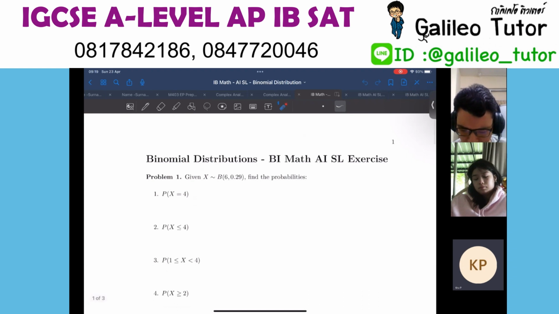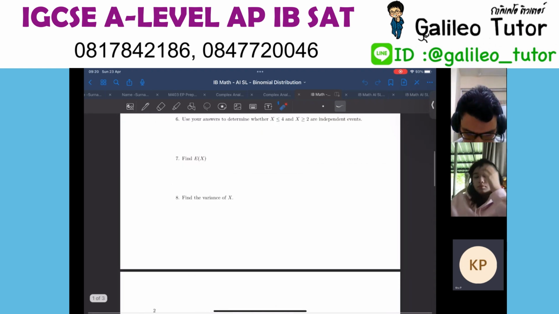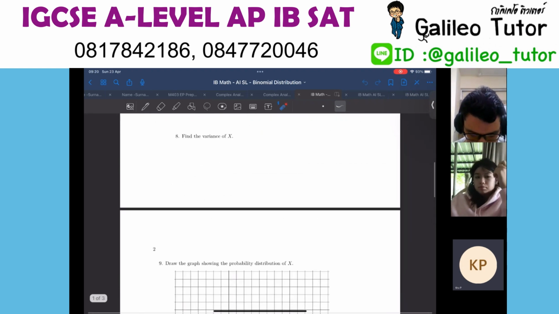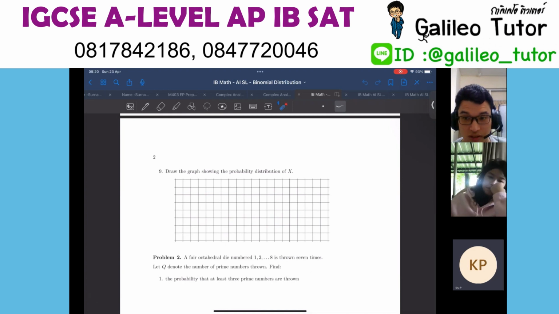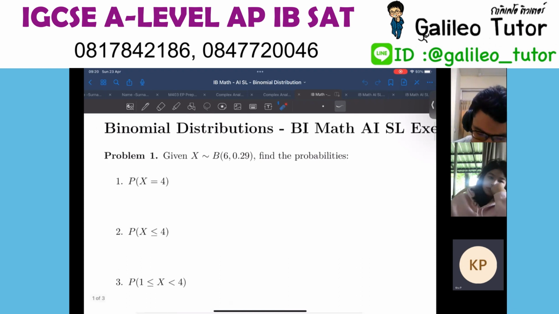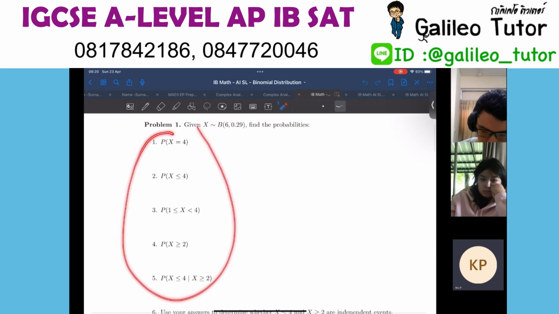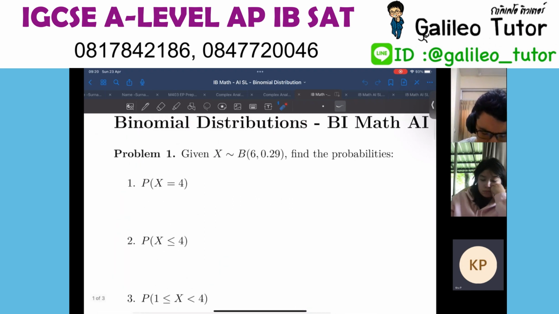Now, do you have this file here? Because the first problem has 9 questions. Take a look at this. We have variable x, which is binomially distributed with the number of trials of 6, and the success probability is 0.9. Try to do the first 5 questions. So what is the probability of x being 4?